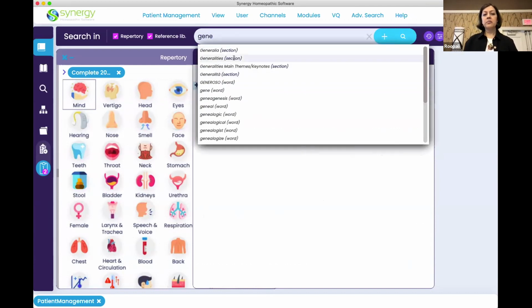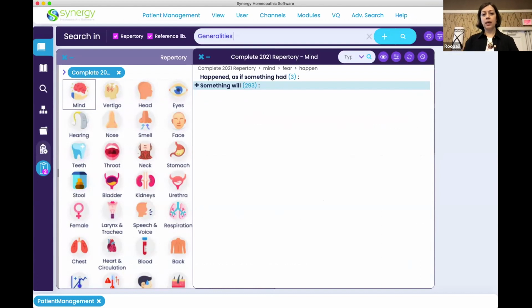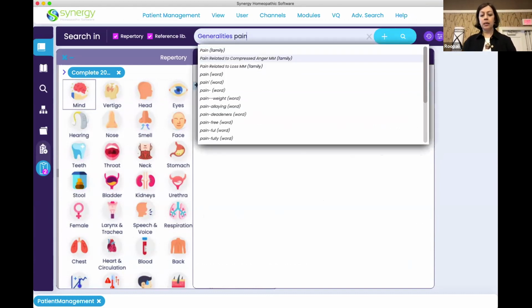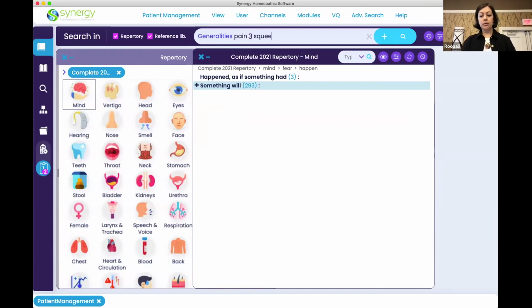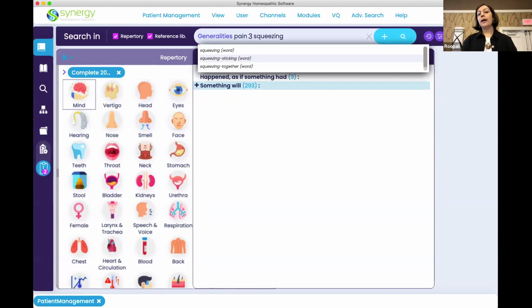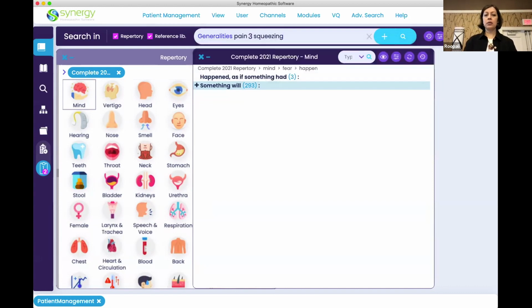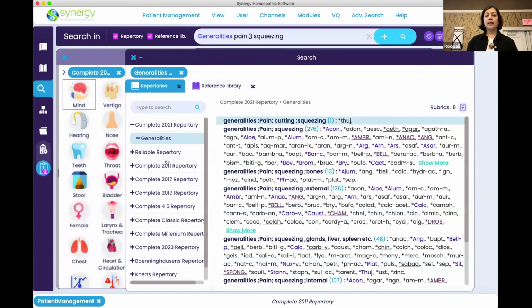And you see, it gives me the section generalities. And now I'm going to say pain within 3 words of squeezing. And that will give me all the pain, squeezing pain rubrics from the generalities section. So when I do that, it gives me all my repertories. And Marina, you can see I have the 21 at the top, but I also have some older repertories, which I like, and I've kept. 2011, I think, was my first repertory, or 2005, which I've taken out. But you can see here, generalities, pain, squeezing.